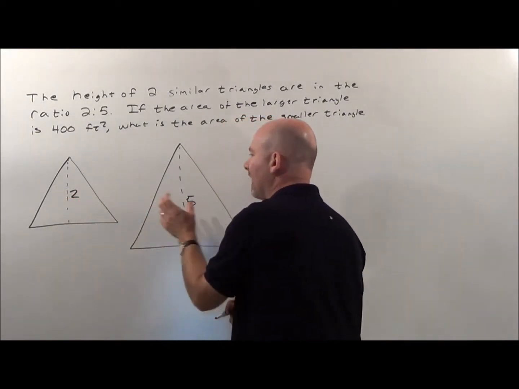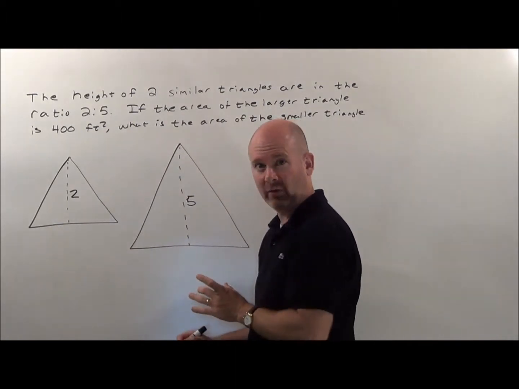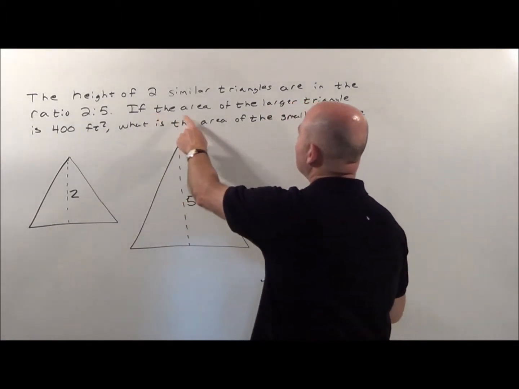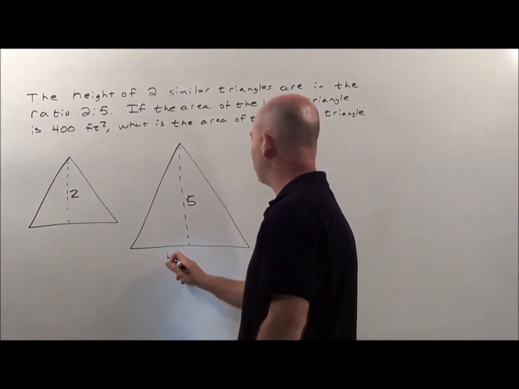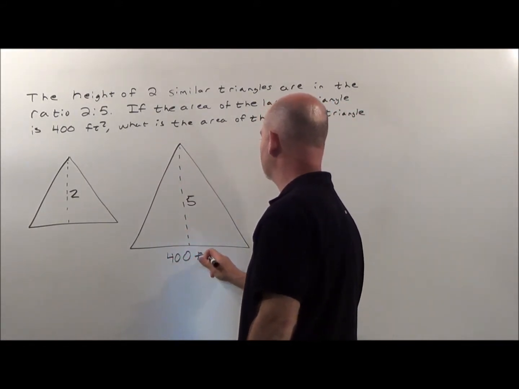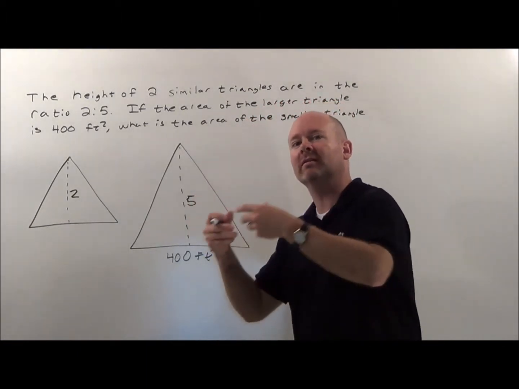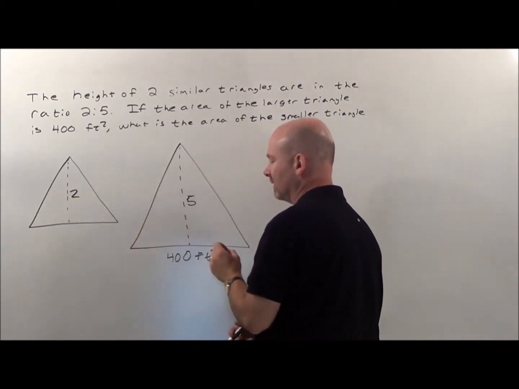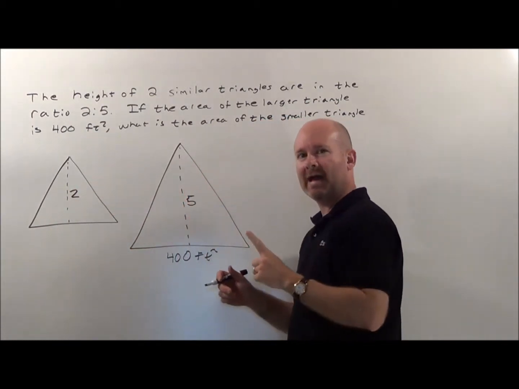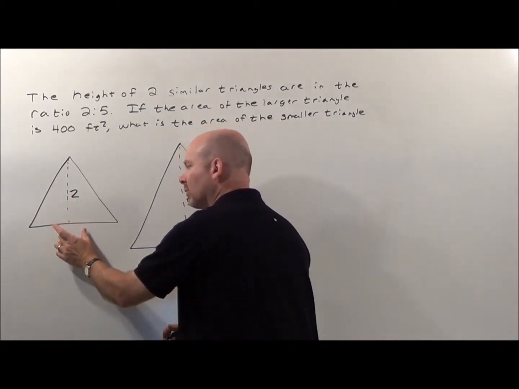So if that's 2 to 5, I know the ratio of the sides, in this case the base, is 2 to 5 also. Now it says the area of the larger triangle here is 400 square feet. That's its area. Now remember, area is always like a length times a width, or in this case, 1/2 times the base times the height.